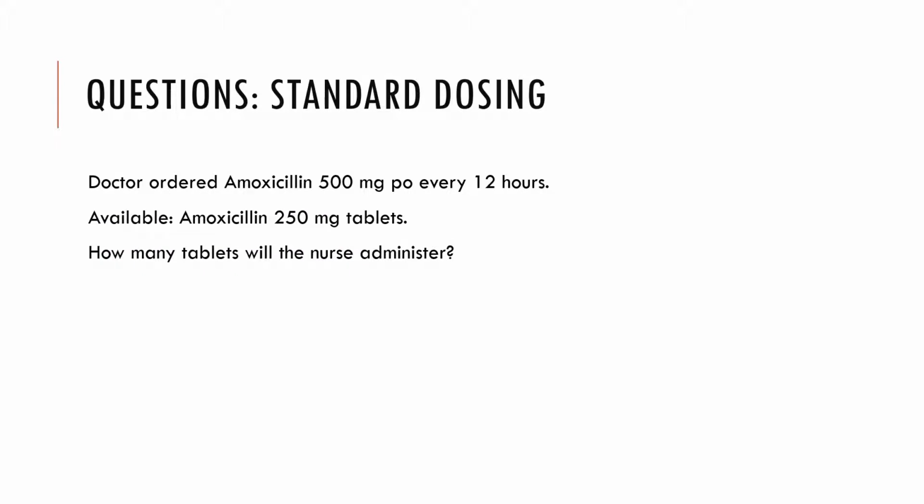Standard dosing. It's not standard dosing, but the way it's phrased, but it's a standard type calculation, which is a dosing. So in this case, the doctor ordered amoxicillin 500 milligrams PO every 12 hours. What you have available is amoxicillin 250 milligram tablets. How many tablets will the nurse give? That's a lot of people do.